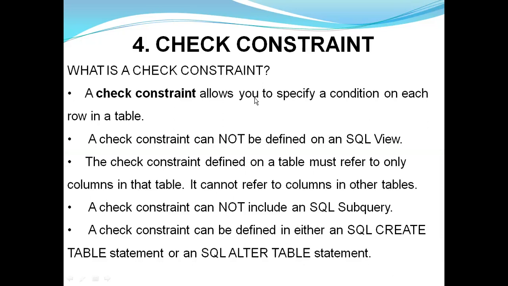Now, the fourth one is the check constraint. The check constraint is a little bit important because it is also called a row level constraint. Plus, it is also called a business rule constraint. Till now, whatever constraints we have learned, primary key, not null, unique, their rules are predefined.